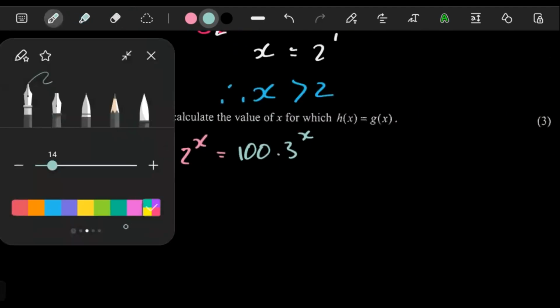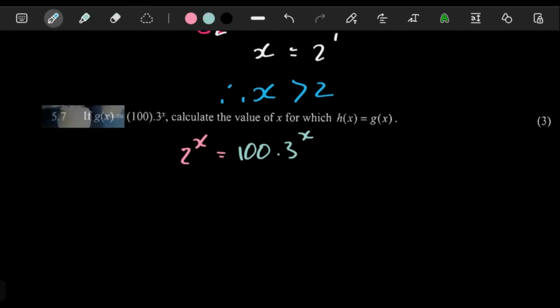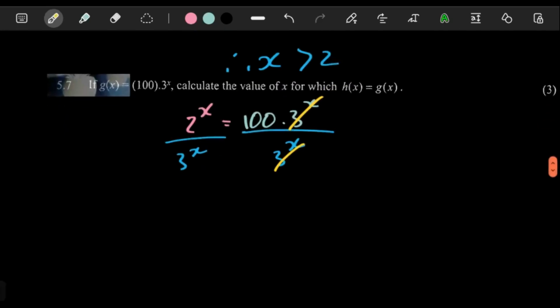Without overcomplicating it, I just mean think outside the box. Here, you can divide both sides by 3 to the power of x. The reason for doing that is so that you can have a fraction to the power of the exponent x. This is equal to 100.